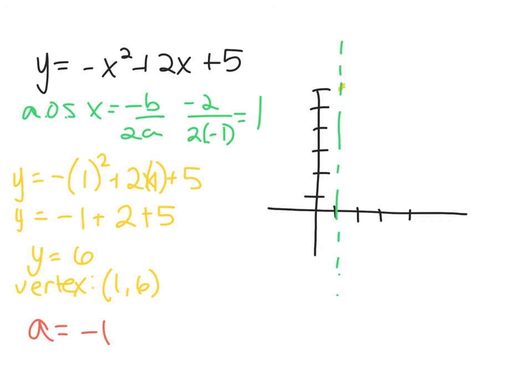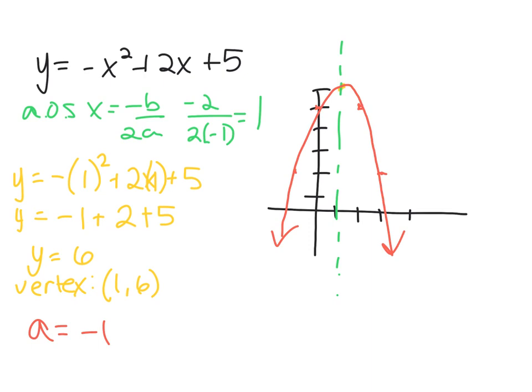Well, it takes all the up part of my parent function, the up 1 always over 1, up 4 always over 2, and it's going to multiply them by that negative 1. So instead of going up 1 over 1, I'm going to go down 1 over 1 in each direction. That's my negative a value. Then instead of going up 4 over 2, I'm going to go down 4, 1, 2, 3, 4, over 2 in each direction. And then I can sketch my parabola that shows it is upside down.